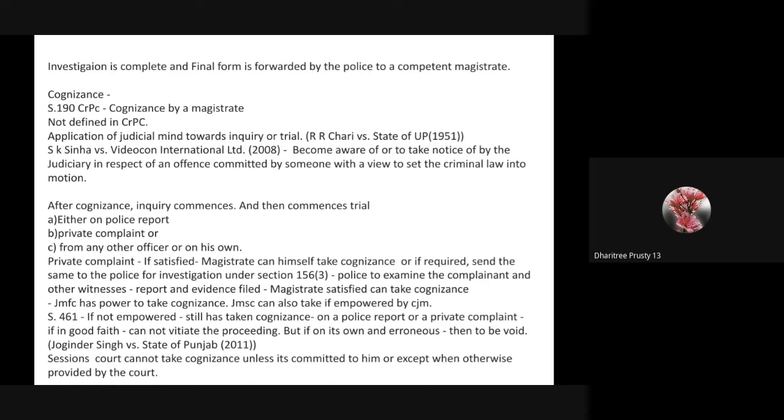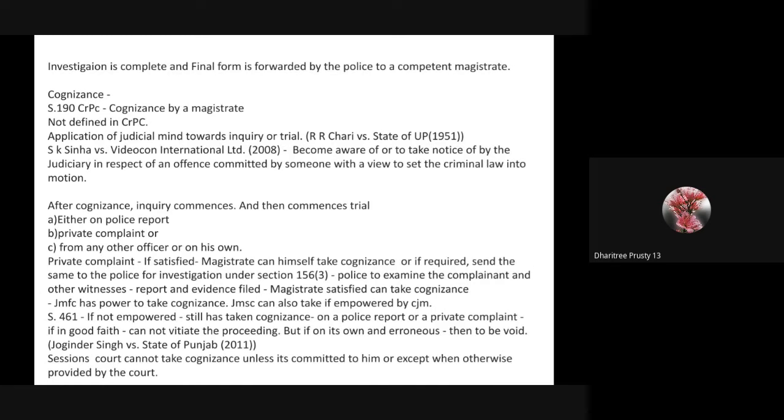That means the magistrate applies its judicial mind to make sure that the case record or the police report that has come before it is taken a step ahead in favor of inquiry or trial, then that will be cognizance. We'll discuss it in the later stage. Why am I saying that it should be this definition? That will be an all-inclusive definition: application of judicial mind towards inquiry or trial, as defined in R.R. Chari versus State of UP.